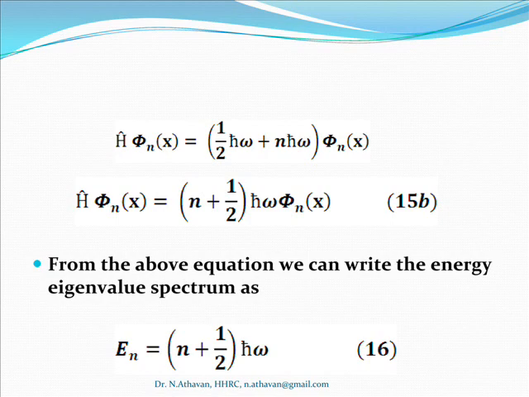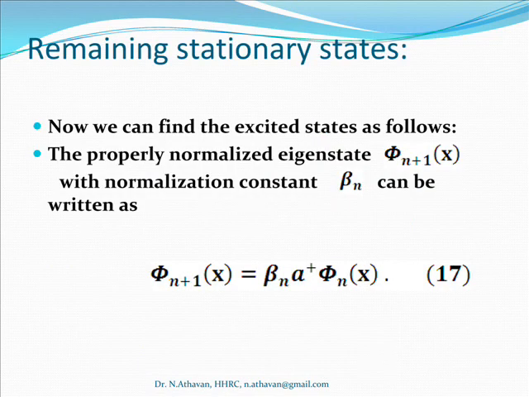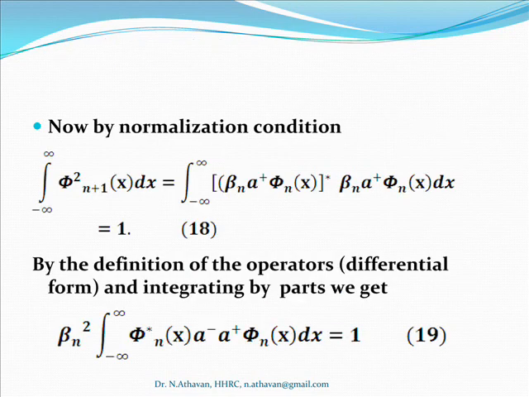So from the equation, we can write the energy eigenvalue spectrum as En is equal to (n plus half) ħω. Now our job rests on finding the remaining stationary states. For that, write the φn+1 of x state is created by operating a+ on the eigenstate φn of x. Now I insert a normalization constant βn for generality.